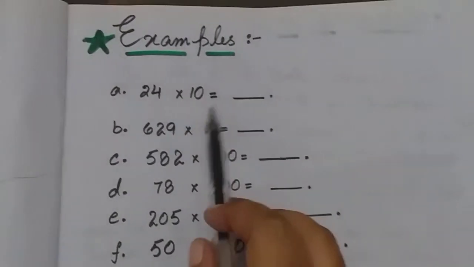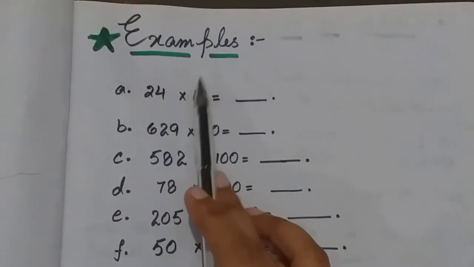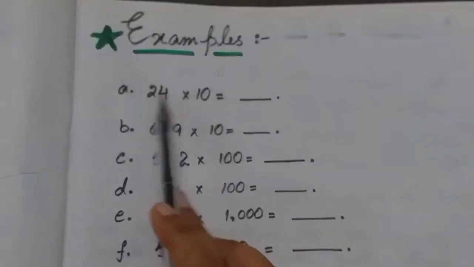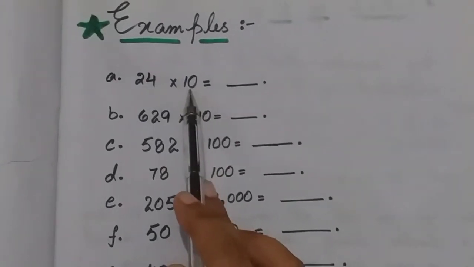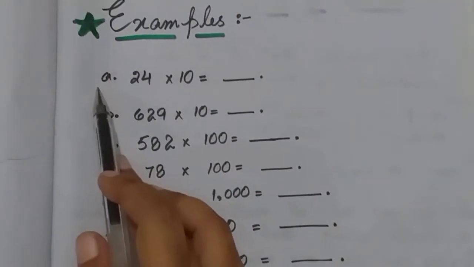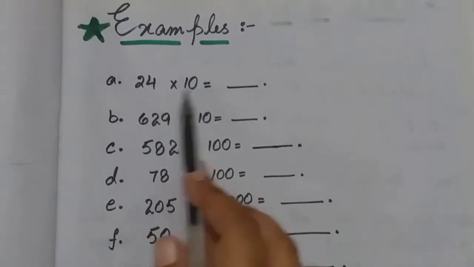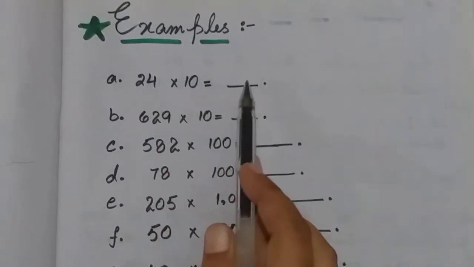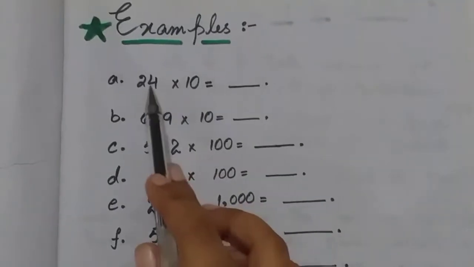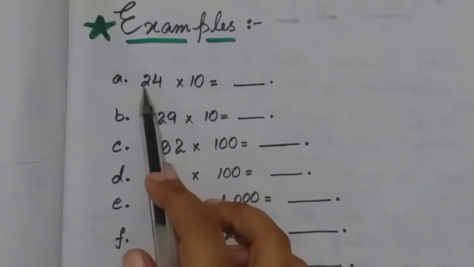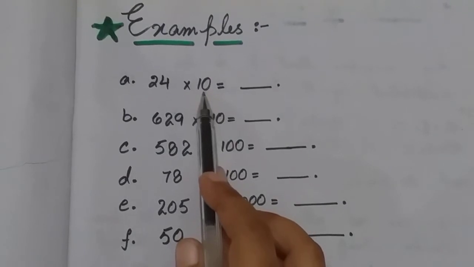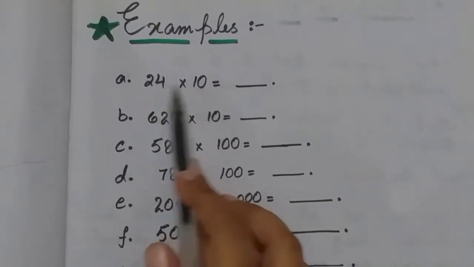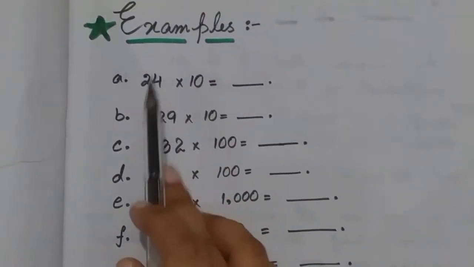Now students, we will solve some examples in which you will learn how to multiply any number by 10 or its multiple without doing long multiplication. So in example A, we are given 24 multiplied by 10 is equal to dash. We have to find the product of these two numbers. In this example, 24 is the multiplicand and 10 is the multiplier. So how can we find the product of these numbers?